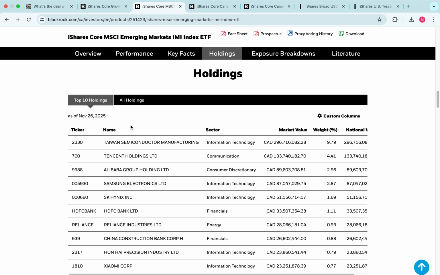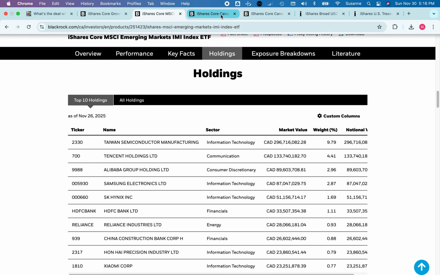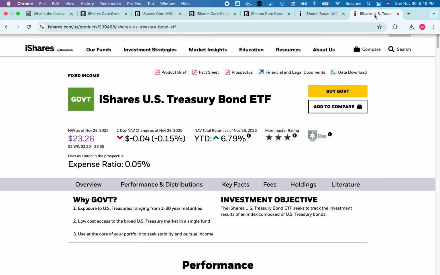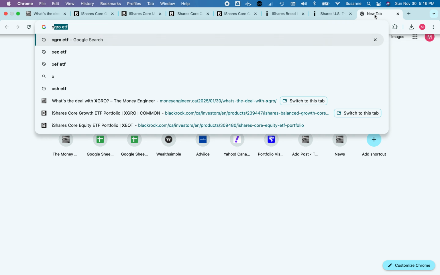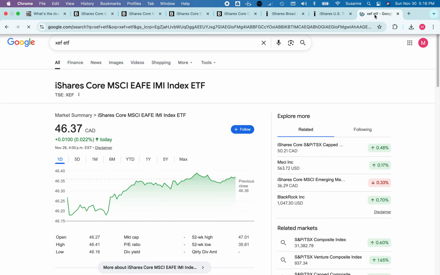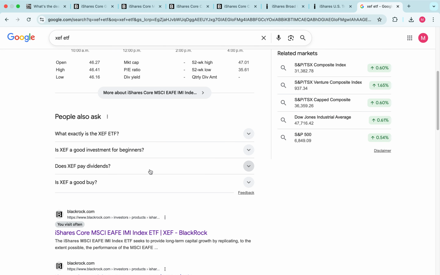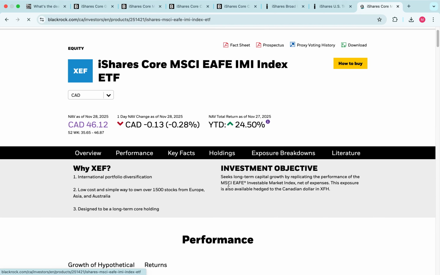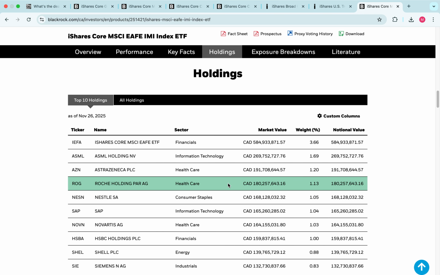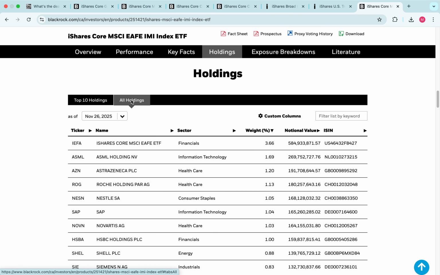Here you can look at... Oh, sorry, this isn't XEF. That's emerging markets. Maybe I don't have it open here, so let's quickly open it. The way I always do that is just go XEF ETF in Google, and there you go. It's here, and you can go right to it. If we go to the holdings over here, you can see it's also a fund of funds. It's holding another US denominated ETF, so it's much better to look at the all holdings here, much clearer.